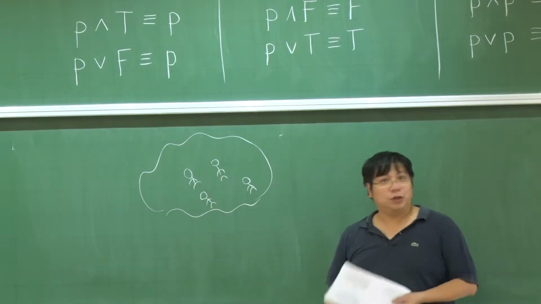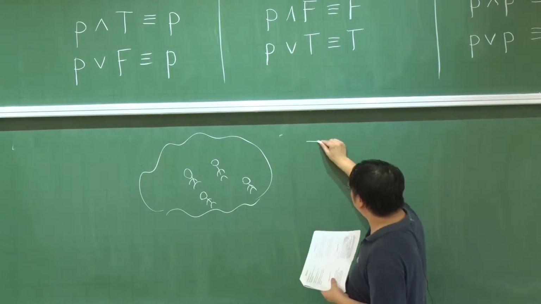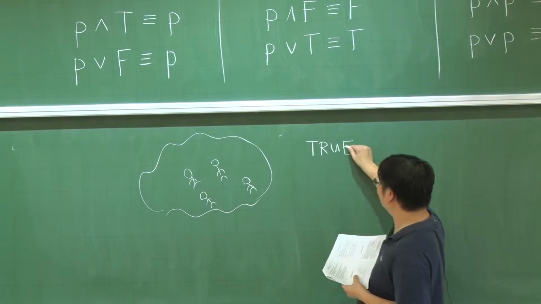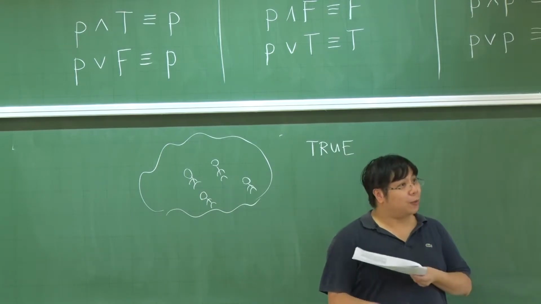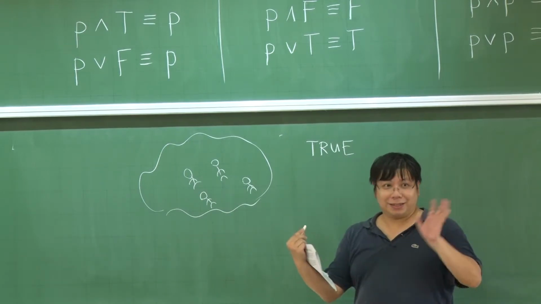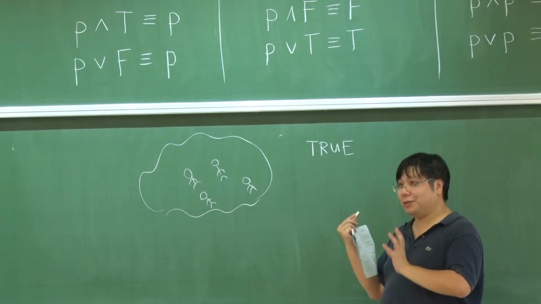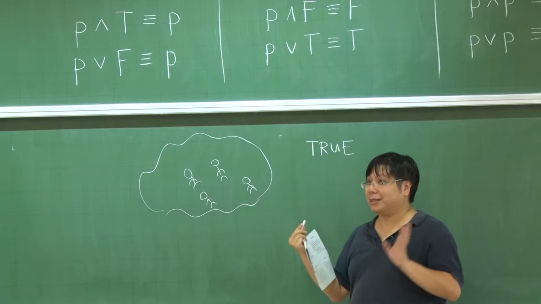So people are of two different types. One is the true type. True people always tell the truth. If you ask him or her a question, he will answer you correctly, always.